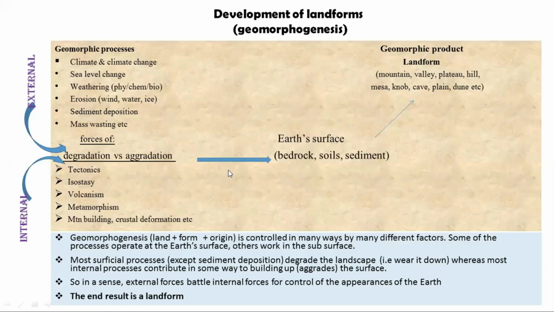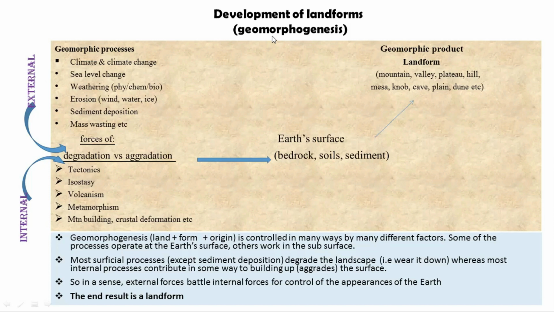Now before going into more details about this model, first let us understand what we mean by the development of landforms, or how landforms develop. The development of landforms is also known as geomorphogenesis. Now what is geomorphogenesis? This consists of three words: geo, morpho, and genesis. Geo means land, morpho means form, and genesis means origin. So the origin of landform is geomorphogenesis.